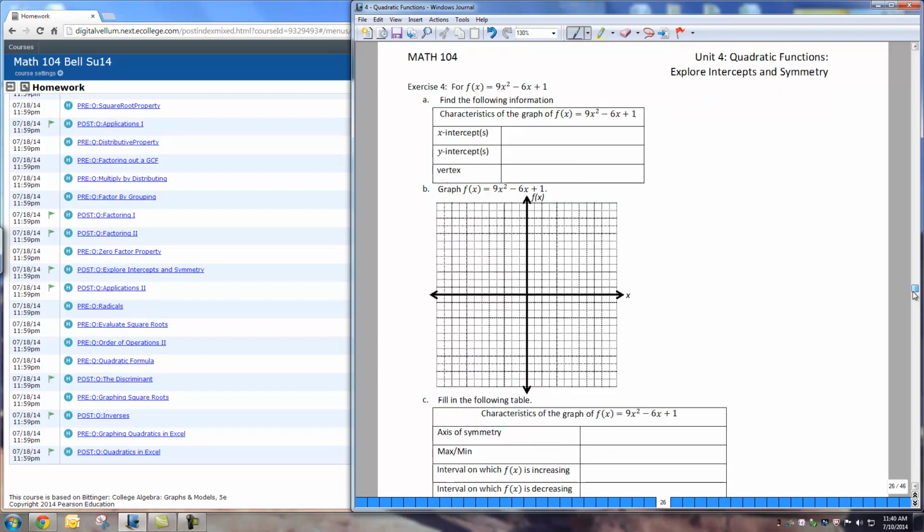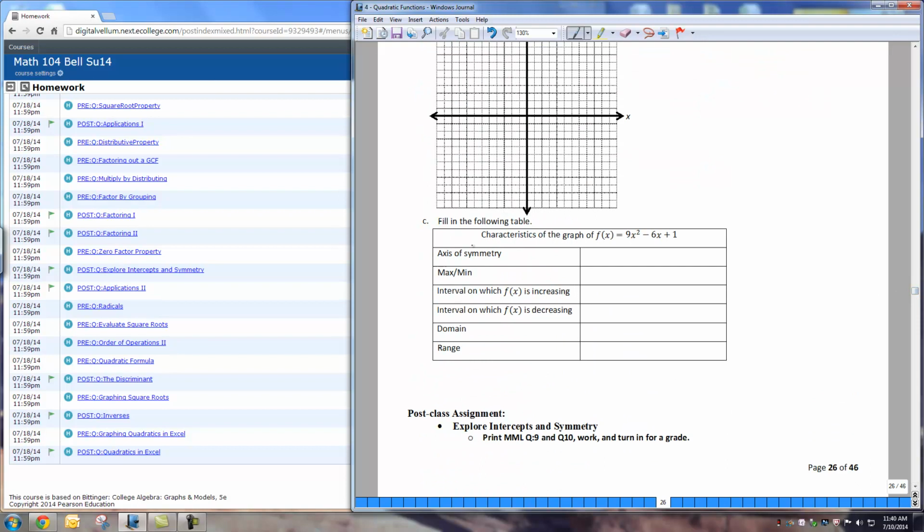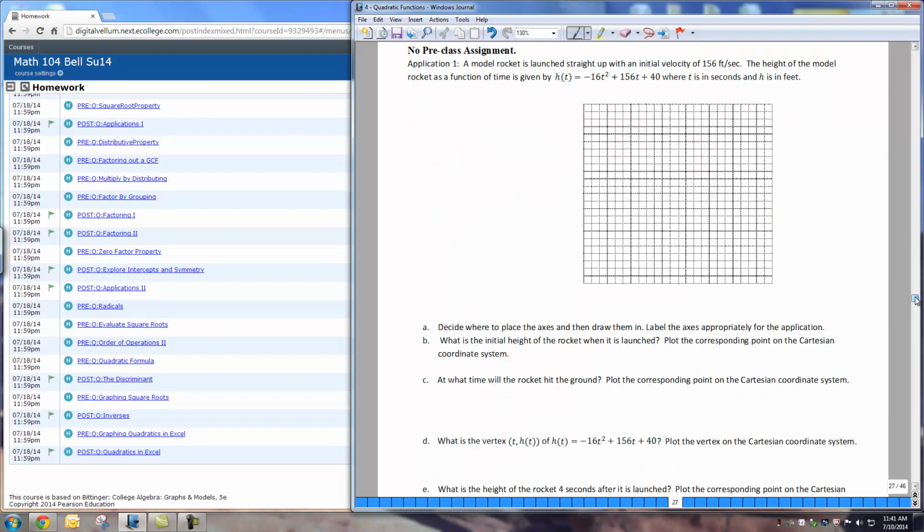And more examples of the same thing. So you have an Explore Intercepts and Symmetry homework, and you have 2 homework problems to turn in where you'll graph them in Excel, copy and paste them into a Word document, and email them to me. Let's go ahead and keep going and looking at an example of an application.